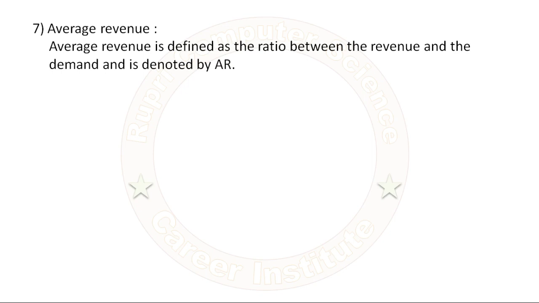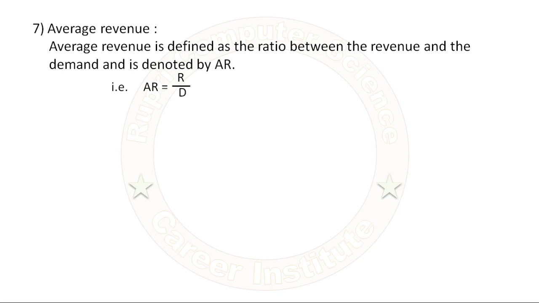Now, average revenue is defined as the ratio between the revenue and the demand. Means what? The average revenue AR is equal to what? Revenue R divided by D. This is your formula. That is, AR is equal to R divided by D.